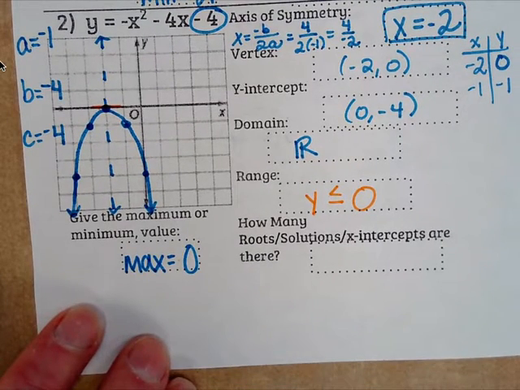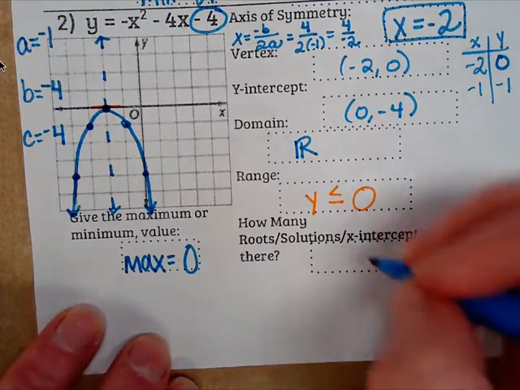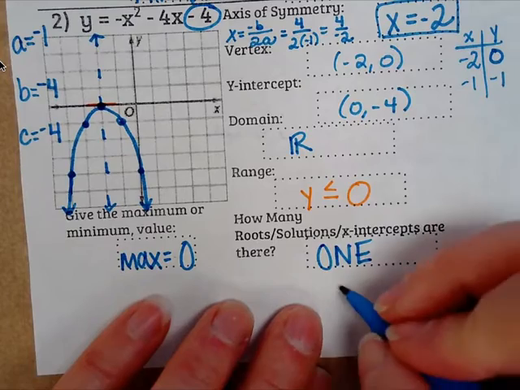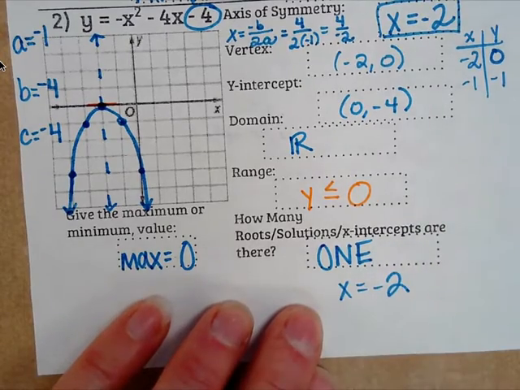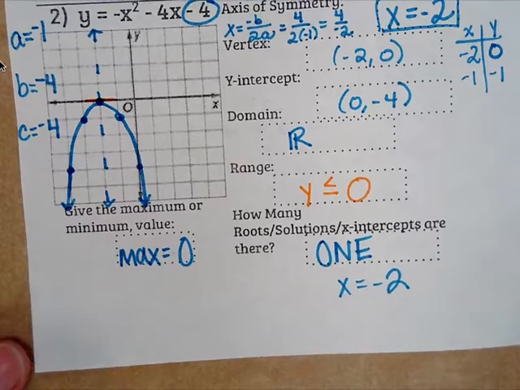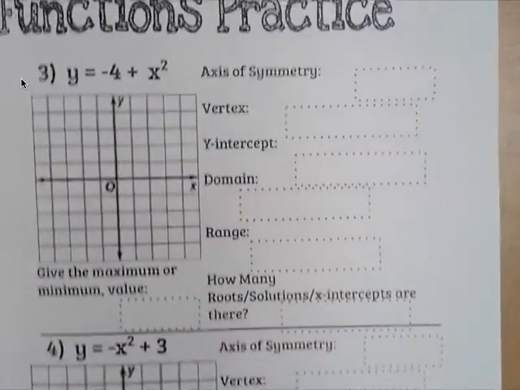How many roots, solutions, x-intercepts are there? 1. So 1. And what is it? Negative 2. Yep, so x equals negative 2. That's how you're going to write it. If it's a root, solution, x-intercept, you're going to write x equals whatever that number is. Okay, let's go to the next one.